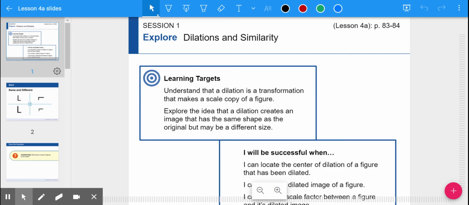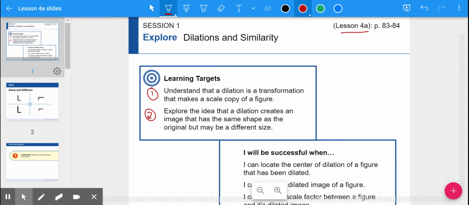But for today, in lesson 4A, it starts on page 83 in your book. This is the first part of lesson 4, and we're talking about exploring dilations and similarity. So we've got 2 learning targets today. Number 1, we'd like to understand that a dilation is a transformation that makes a scale copy of a figure, so a scale model. And number 2, we would like to explore the idea that a dilation creates an image that has the same shape as the original, but may be a different size.